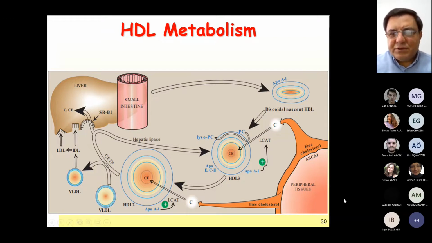And another immature, nascent HDL also occurs in the peripheral tissues, and here lecithin cholesterol acyltransferase enzyme is important to absorb the free cholesterol in the peripheral tissues, and it makes the HDL. By means of the hepatic lipase and CETP, it is absorbed. It is carried to the liver, and this cholesterol is taken by HDL from the peripheral tissues.